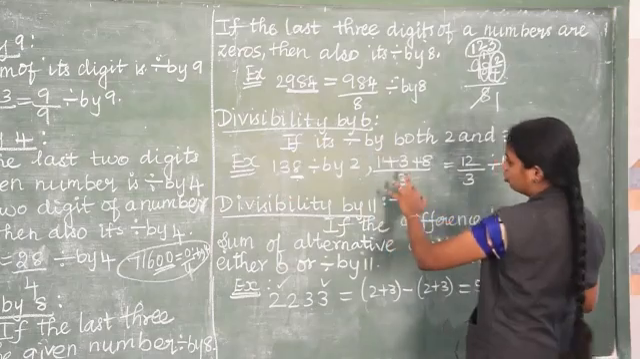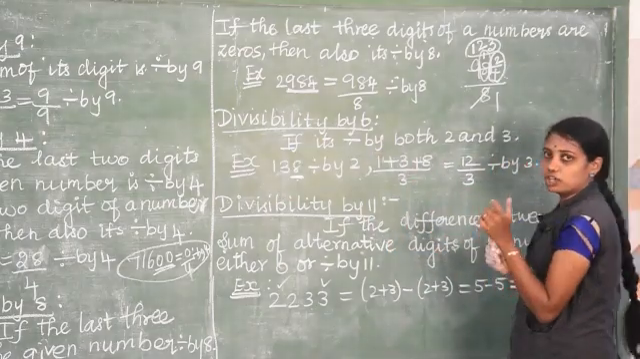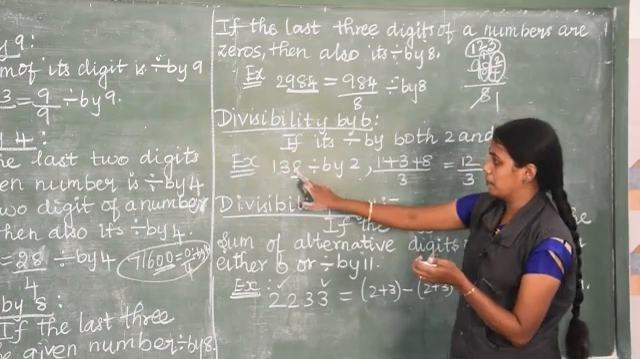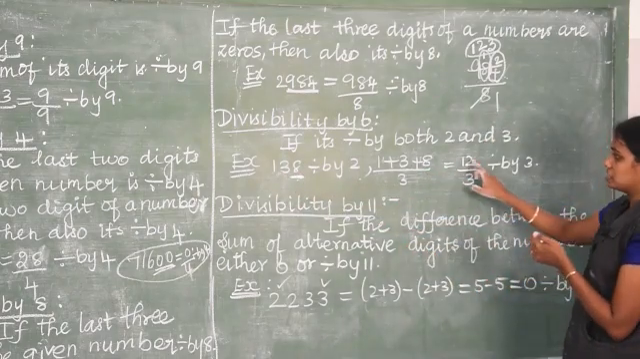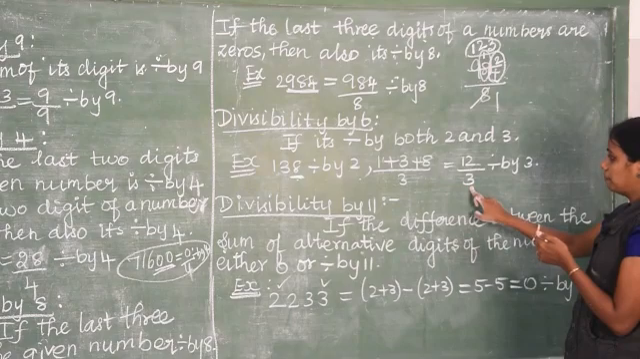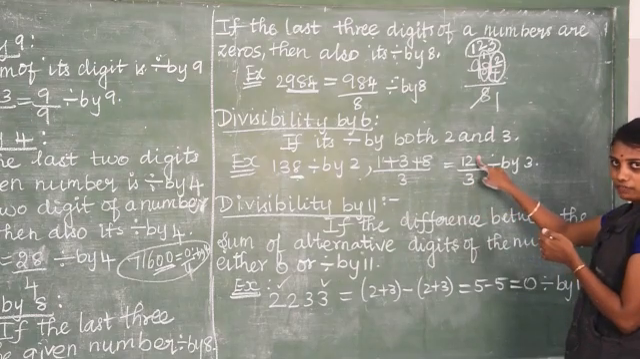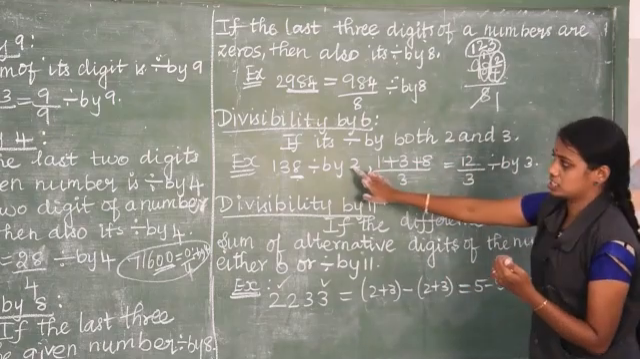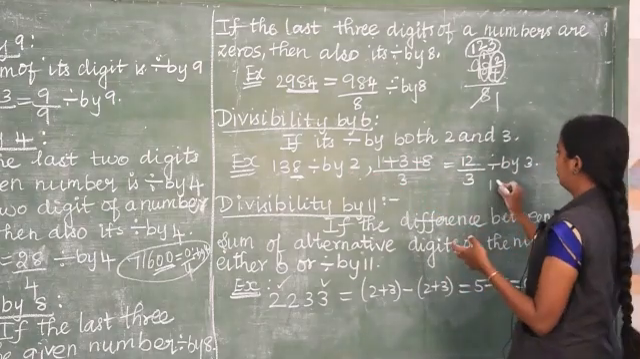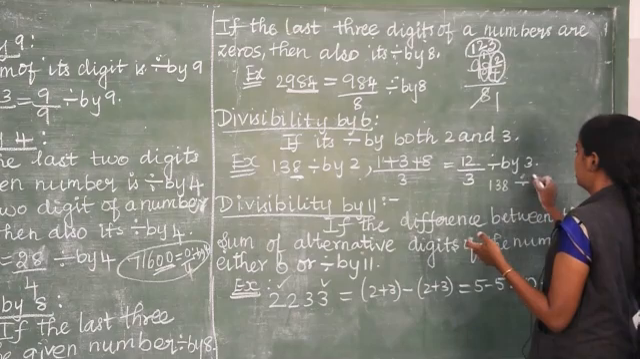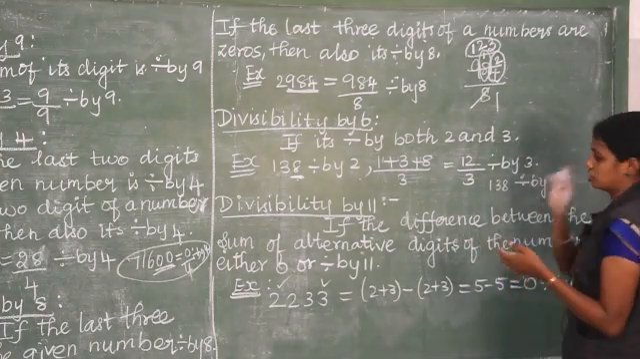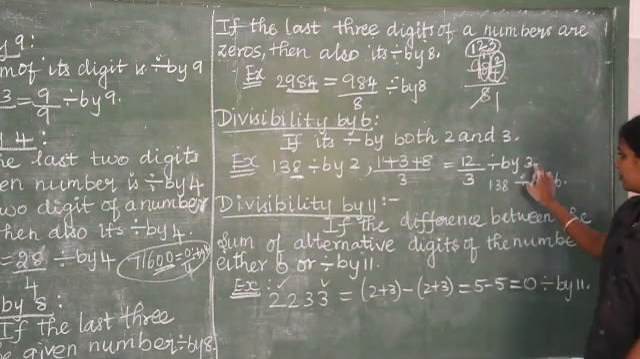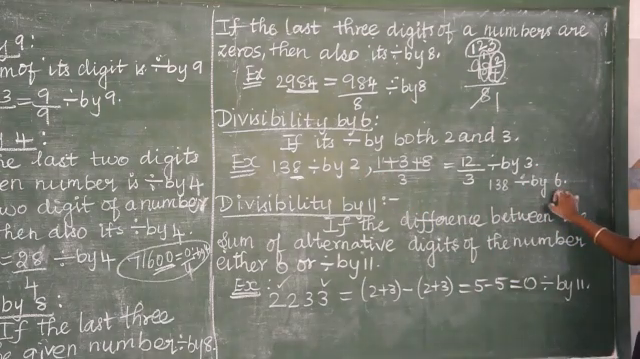Same number, go for the 3 also. For 3, what will you do? Sum of its digits. Add the digits, 1 plus 3 plus 8, that is 12. 12 divided by 3, in the 3 table 12 will come. So it is divisible by 3. So 2 and 3 are satisfied. Yes or no? So we can tell 138 is divisible by 6. 2 and 3 satisfied means it is divisible by 6.